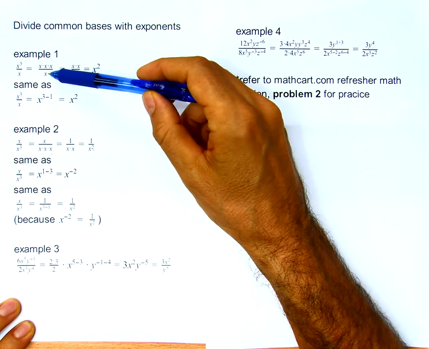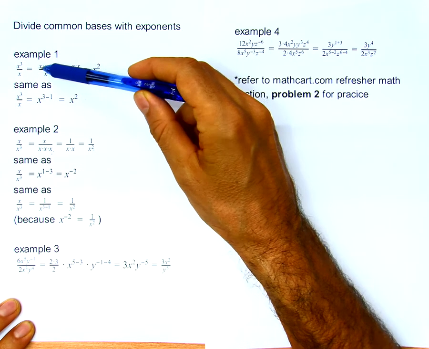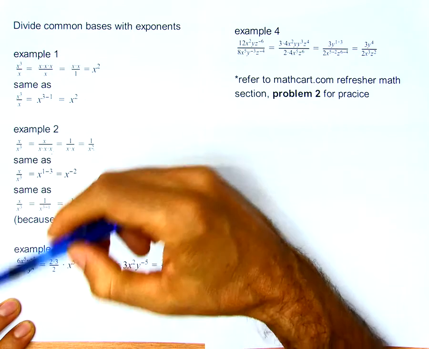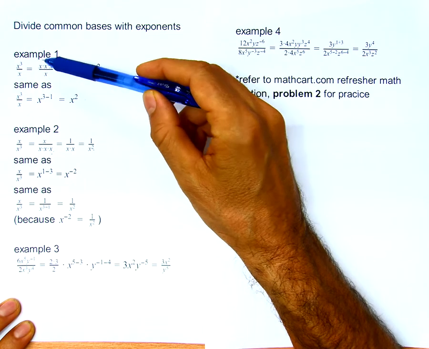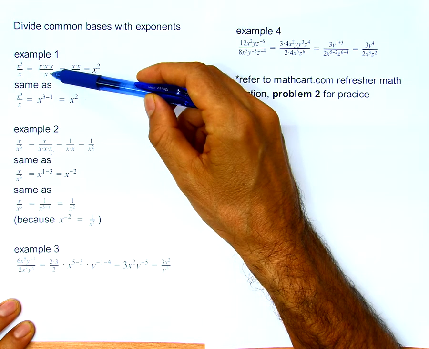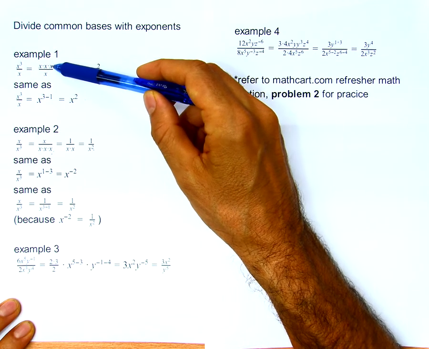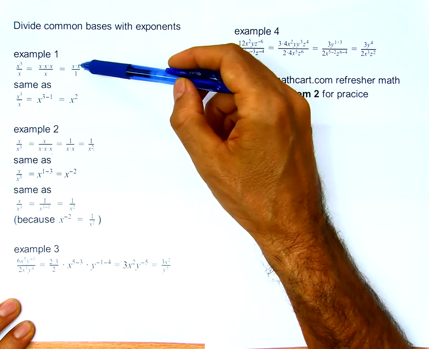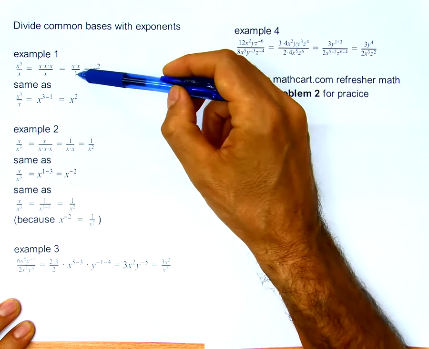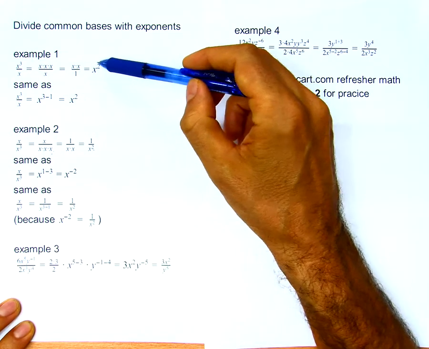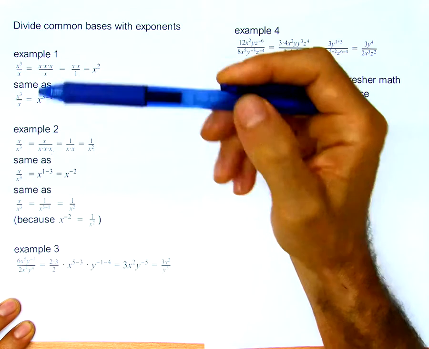So this x on the bottom can cut with any one of the x's on top. For example, this x on the bottom, because it's being divided, can cut with one of the x's being multiplied, maybe the last one, and you get x times x. And on the bottom you get a 1. And this simplifies to x power 2.